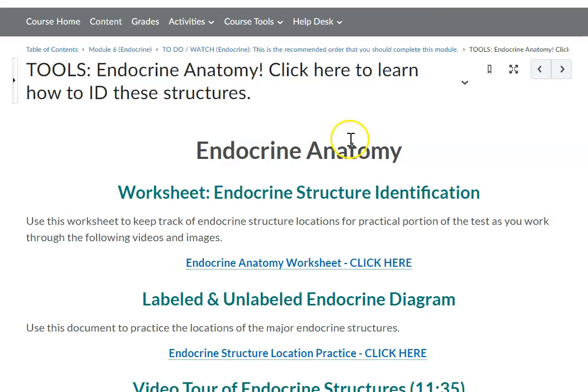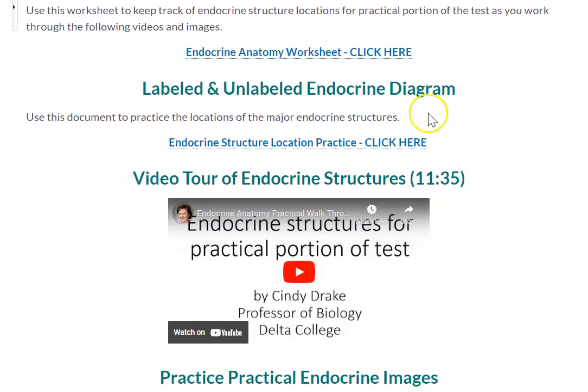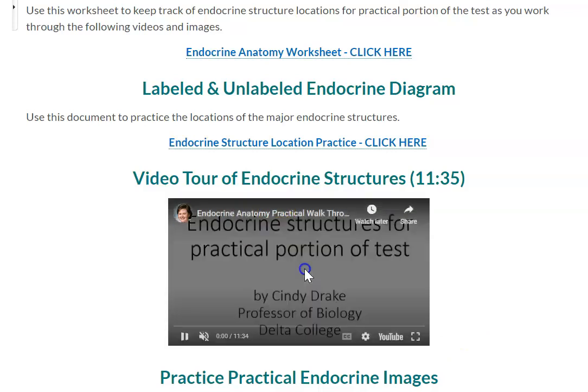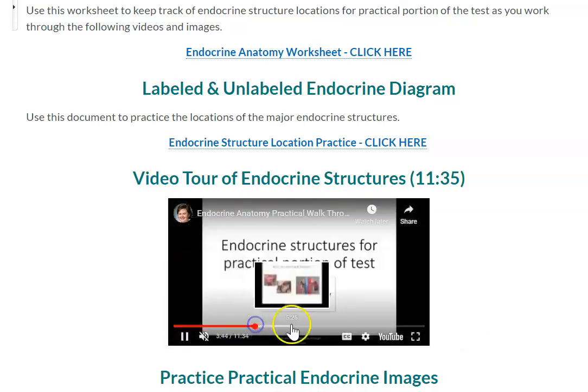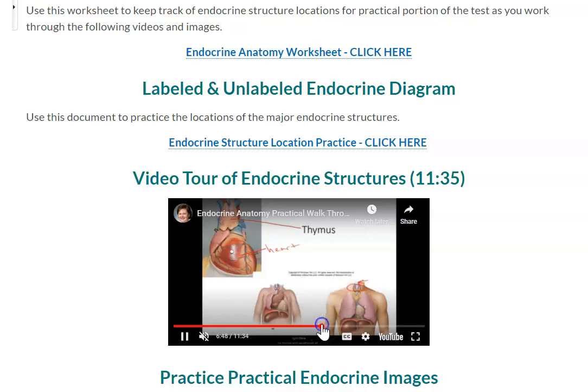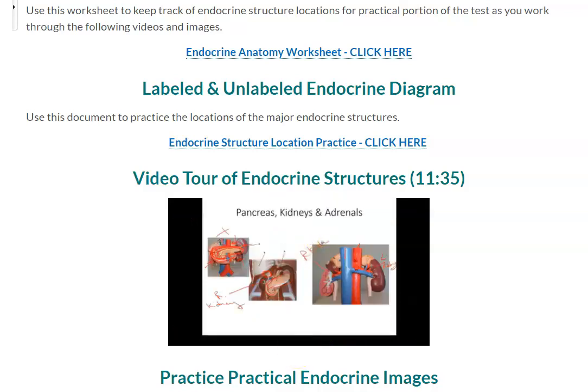Now the endocrine system does not have a big separate practical test like the nervous system or the skeletal system. There are just a few structures that you have to know. Those are the ones that are on the worksheet that you will be practicing. Here we have a diagram to help you just practice labeling those different structures within the body. Here is a video that walks you through finding those different endocrine structures and being able to identify those.